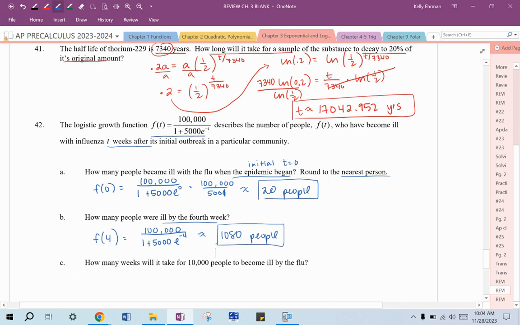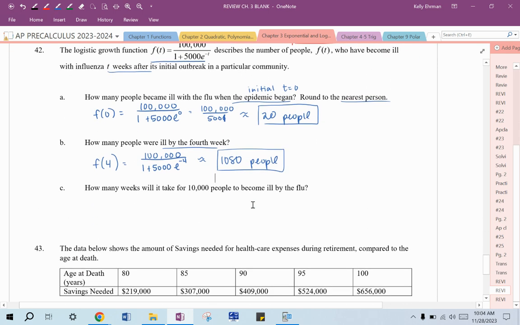How many weeks will it take for 10,000 people to become ill by the flu? So now we're setting the equation equal to 10,000. And you could solve by graphing. If you're going to solve by graphing, the only tricky part is getting that window to fit. But use your previous answers to help you figure out what window you should use.